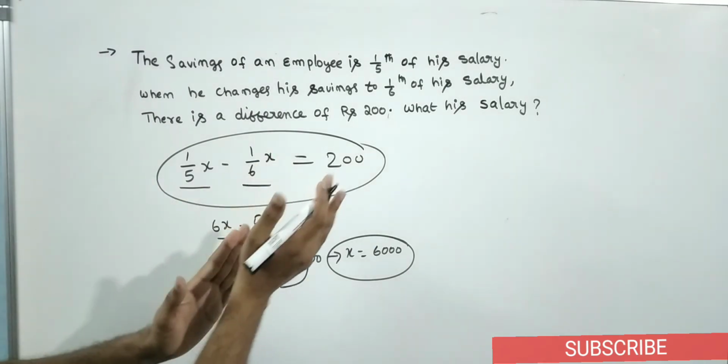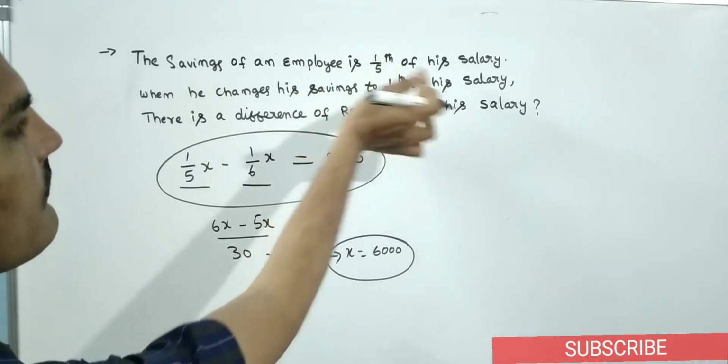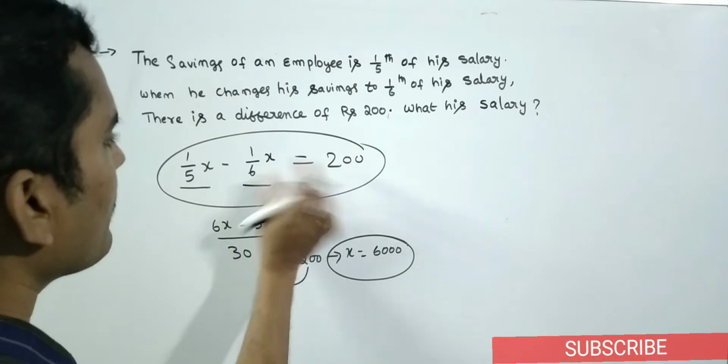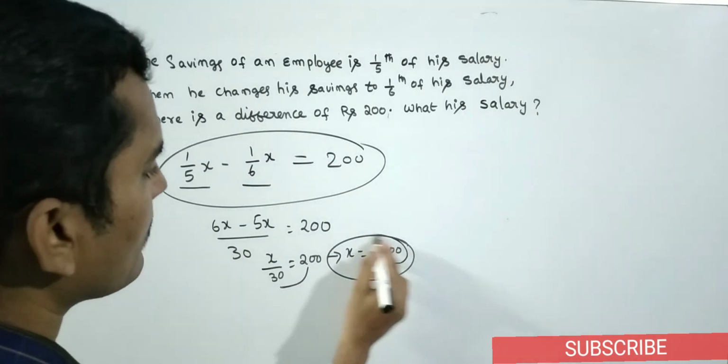First we have to assume the salary is x. The difference between these two, 1/5 of his salary and 1/6 of his salary, is 200. This is the equation. We have to solve this equation. We will get it as 6000.